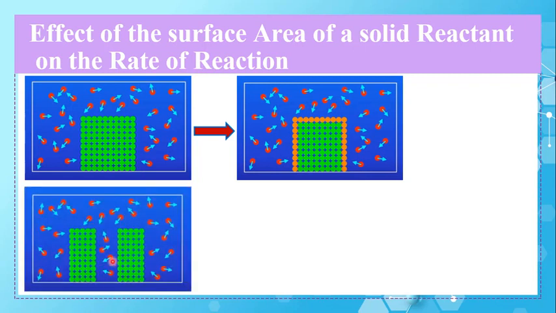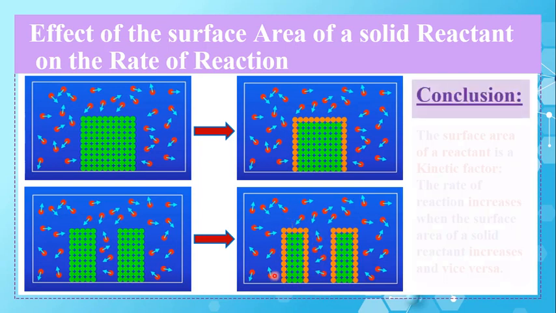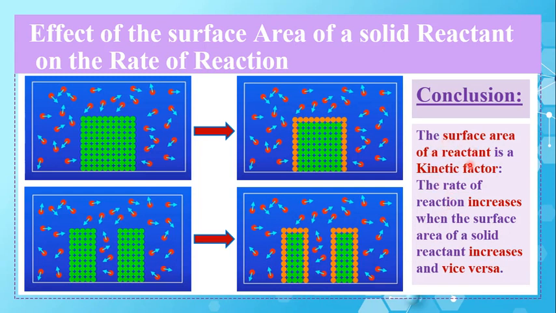Now we have the same mass of the solid reactant, but now it is in two blocks rather than one. With two blocks, we have a greater surface area than with one block. So here, the surface area increases. Now, all of these particles can react. So, the surface area of a reactant is a kinetic factor. When the surface area of a solid reactant increases, rate of reaction increases, and vice versa.